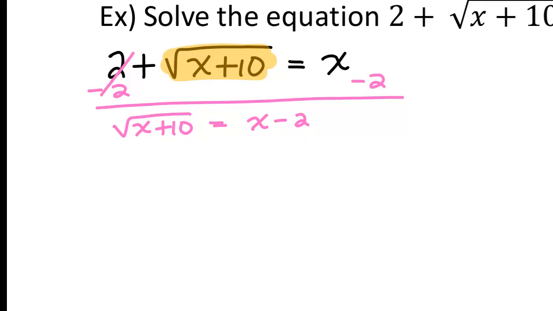All right, so now I need to get rid of the square root. We need to square both sides. Therefore, the square root cancels out the squared. I'm left with x plus 10 equals. What happens here? Remember, what does that squared mean? I can't distribute this time because it's subtraction. We distribute when it's multiplication.